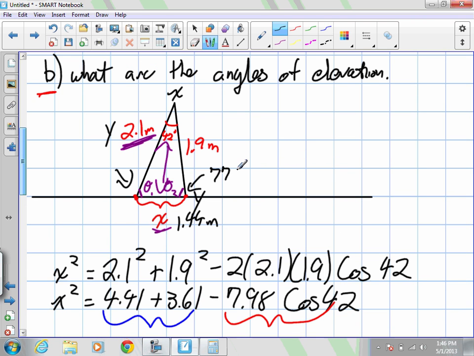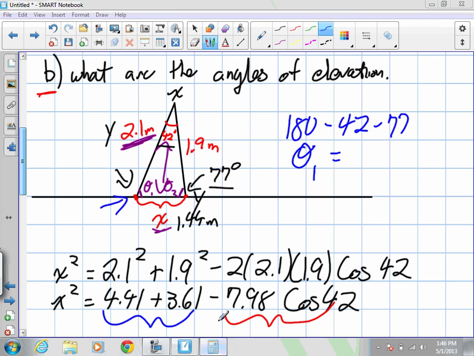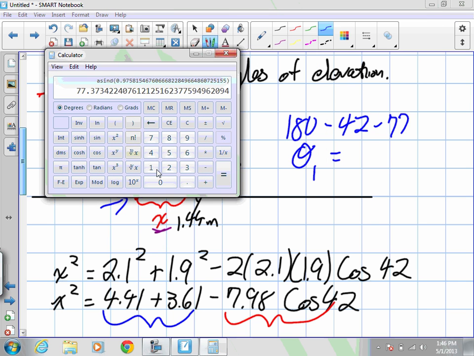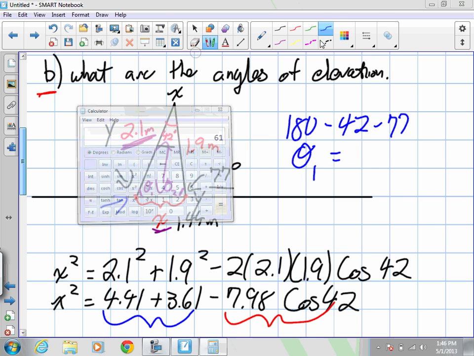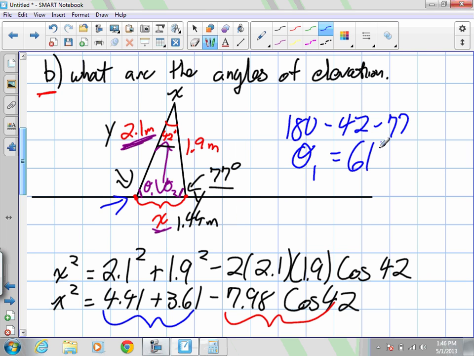If this is 42 and this is 77, instead of using sine or cosine law now, the easiest way to do this, we'll take 180 and subtract our two angles of 42 and 77 to give us our theta 1, the other angle. So 180, subtract 42, subtract 77, 61. So our other unknown angle is 61 degrees. So we've now discovered every part of this triangle, built from our original question.